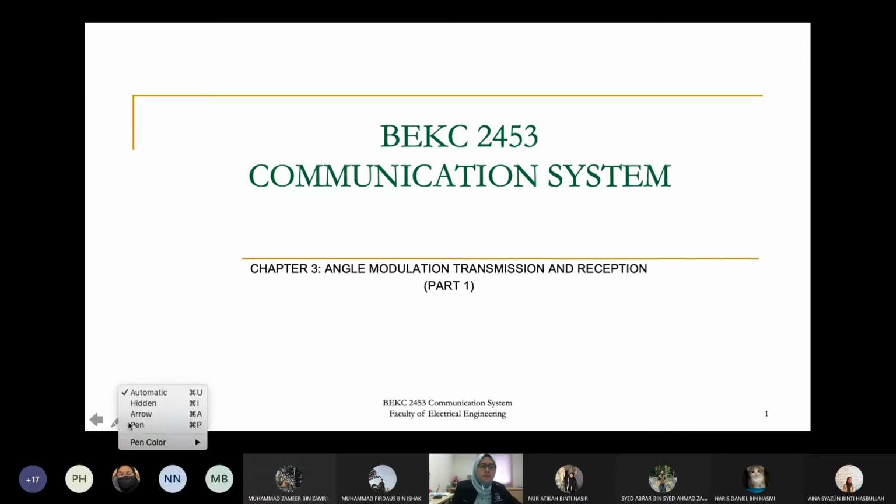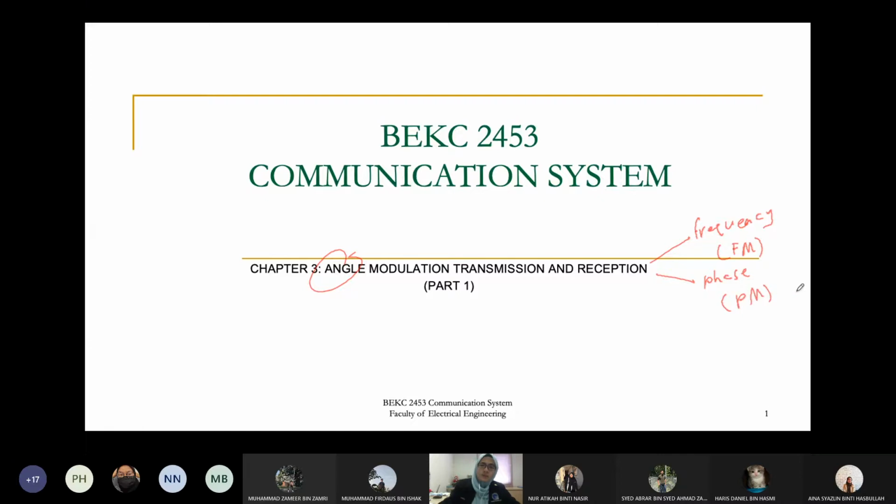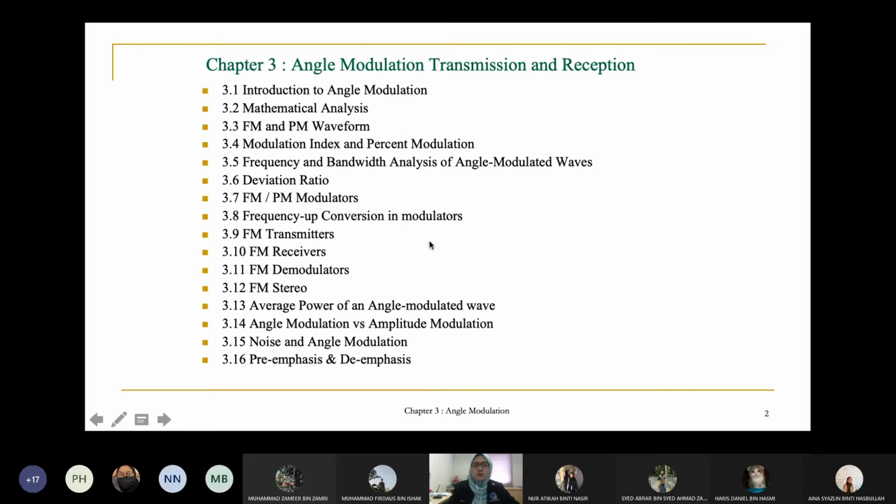modulation. When we talk about angle modulation, it actually consists of two, which is the frequency modulation and also phase modulation. Frequency modulation is FM, phase modulation is PM. These two modulations fall under the angle modulation. This is basically the sub-chapter that will be covered in chapter 3.